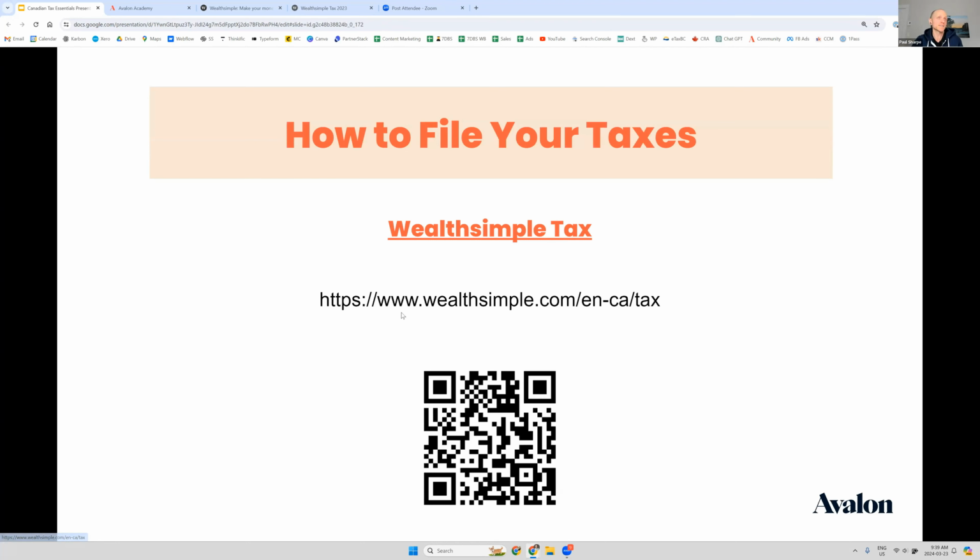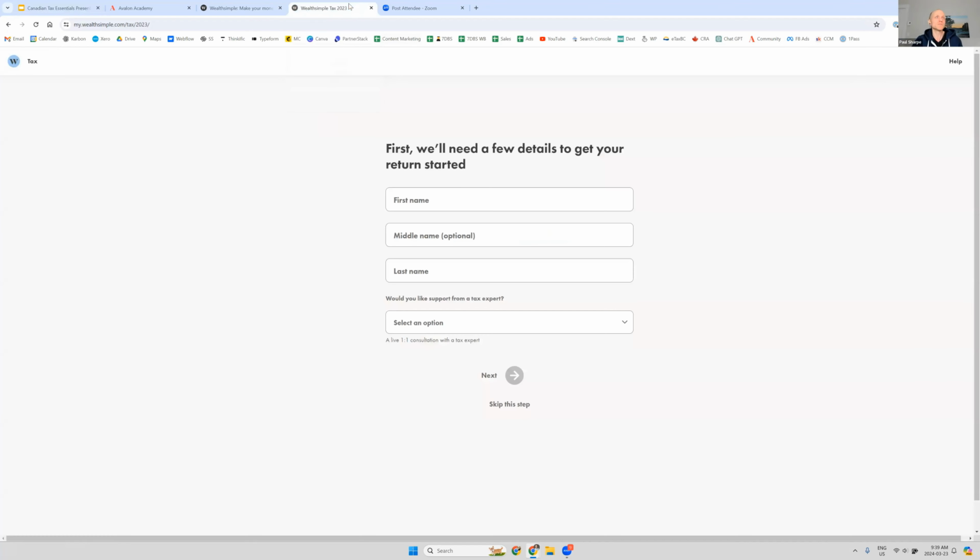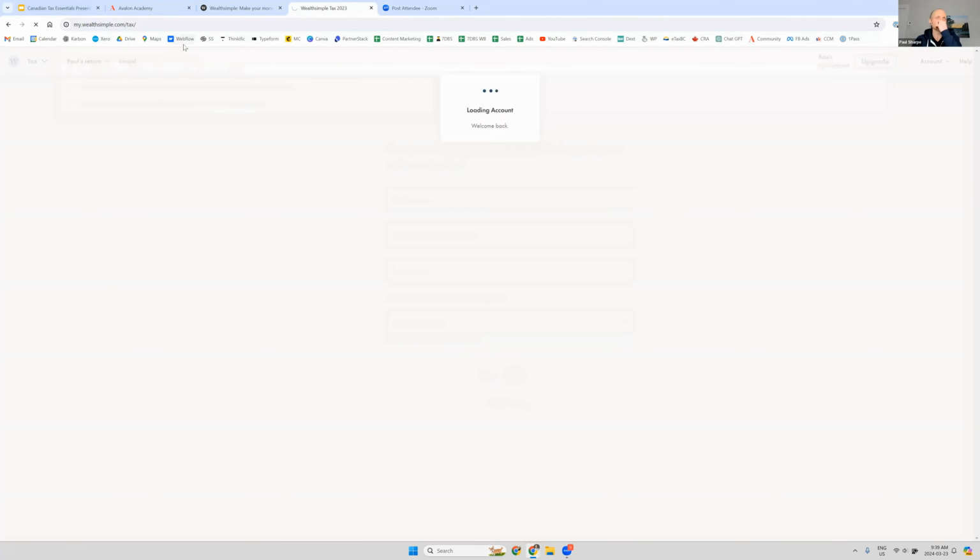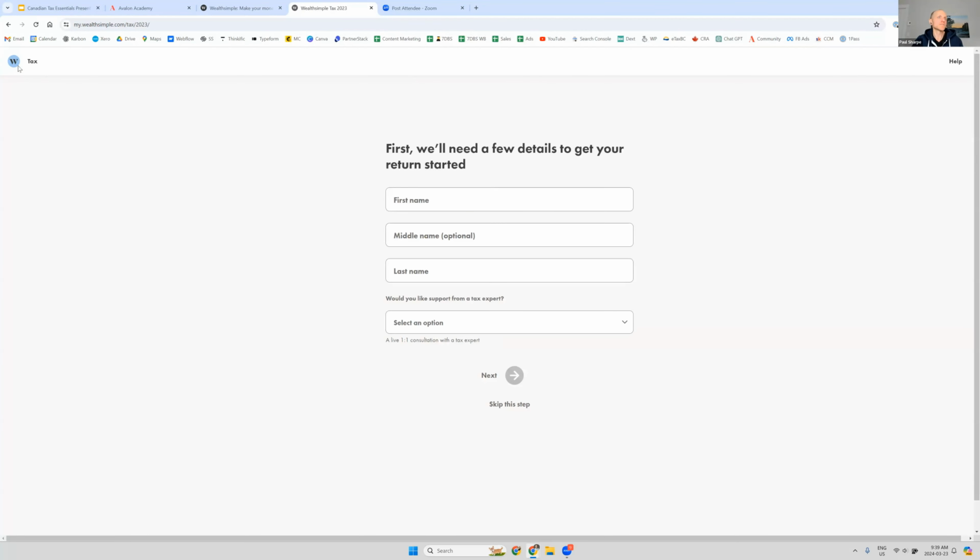Google Wealthsimple Tax. I guess you can't copy that, but you can scan the QR code if you want, and it will take you to Wealthsimple Tax. But you do have to sign in. I have a Wealthsimple account, and that's free to have. Anyway, what you've missed is I chose the year 2023 after I signed in. That's where we're at now.